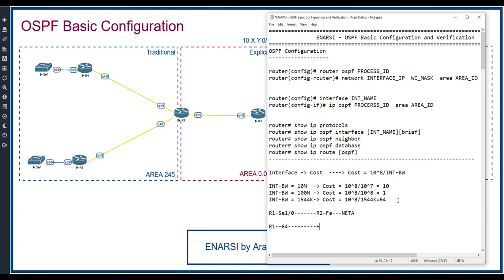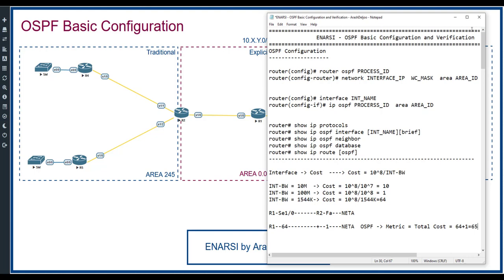Then plus 1. Fast Ethernet has a cost of 1 to net A, and the final metric, or total cost, is 65. Actually, in OSPF, the metric is equal to the total cost, and the total cost, as you can see here, is 64 plus 1 equal to 65.